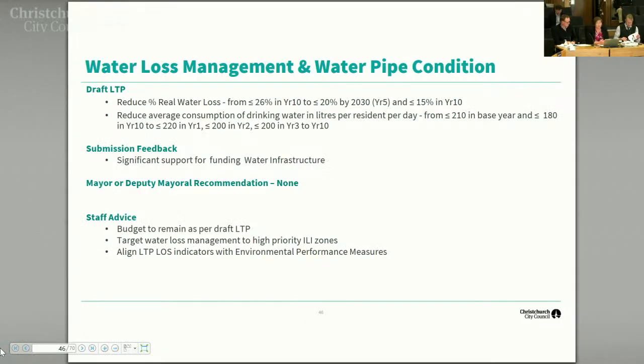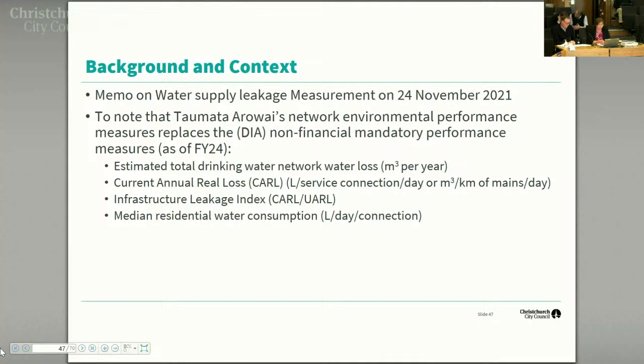Thank you and good afternoon. So these slides will be talking about Council's request to reduce the targets for the percentage of real water loss and also that of the average consumption of drinking water. Staff accepted that change, but also noted that there would be a need to review the indicators as well as the methods of measuring those indicators in future LTPs. This specifically also to align with the regulator's new network environmental performance measures. These have been issued in June last year, and they are still being refined.